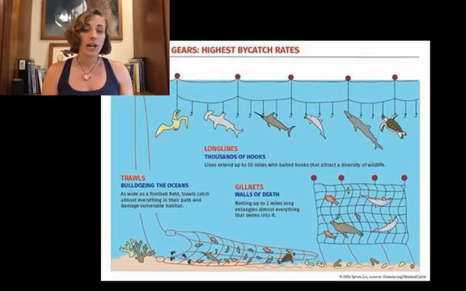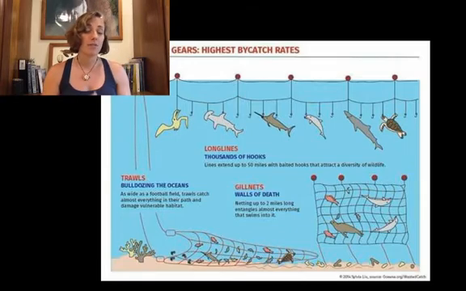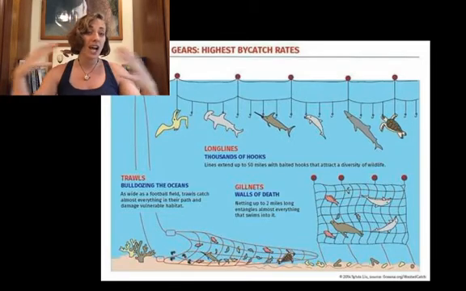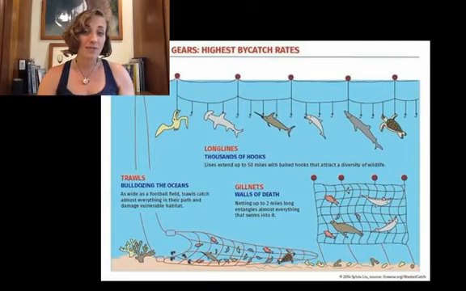And the long lines also. They're these very long lines that get left out with hooks. And many times there's lots of different animals that are caught in these. And another really destructive one, and I think is a really well described one, the bulldozing of the oceans, are the trawlers. And these are basically like giant rakes that go through the ocean and completely destroy the seafloor.